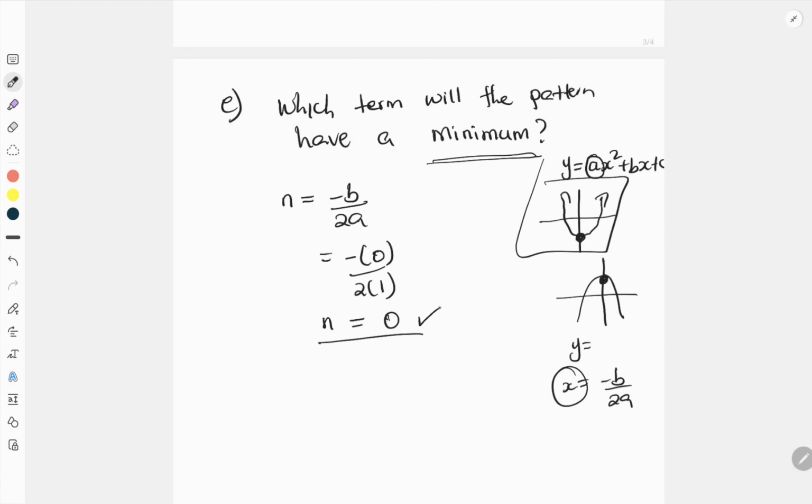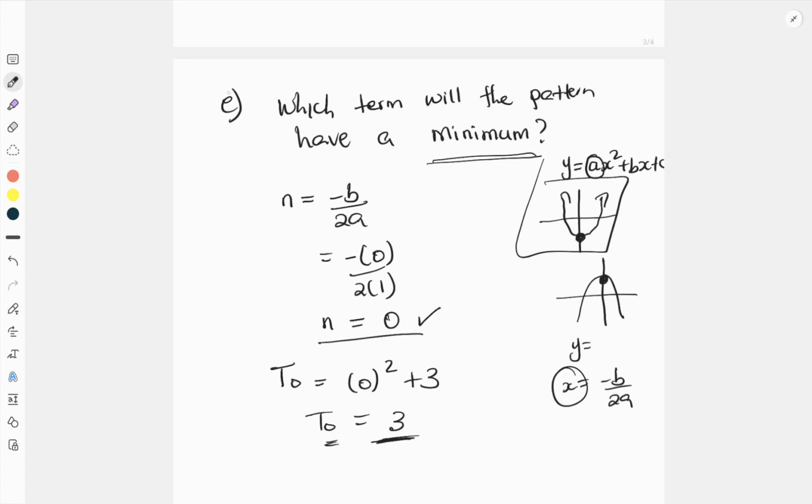Then you substitute this into the original function, then T0 is equal to 0 squared plus 3. Then it will be 3. So term number 0 will be our minimum. So I hope it is clear.